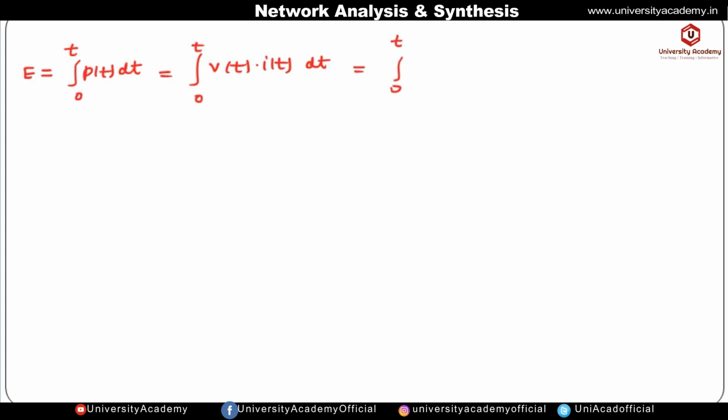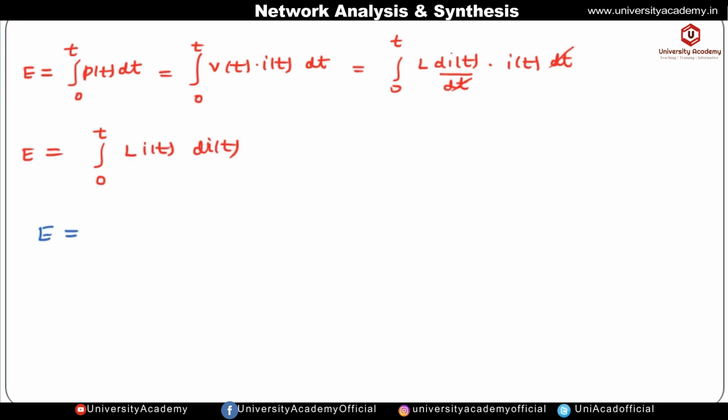And we know that the voltage across the inductor is given by L into di by dt, into i(t) dt. So this dt will get cancelled out. So the energy from 0 to t is the integral of L into i(t) di. After integration, we get the energy stored in the inductor as half of L into I square, where L is the inductance value and I is the current flowing through the inductor.